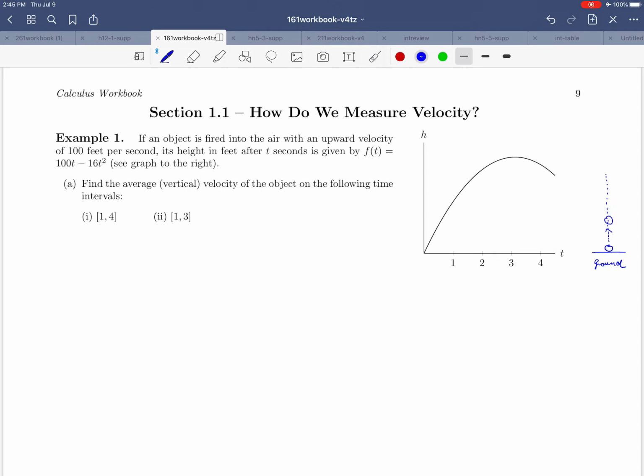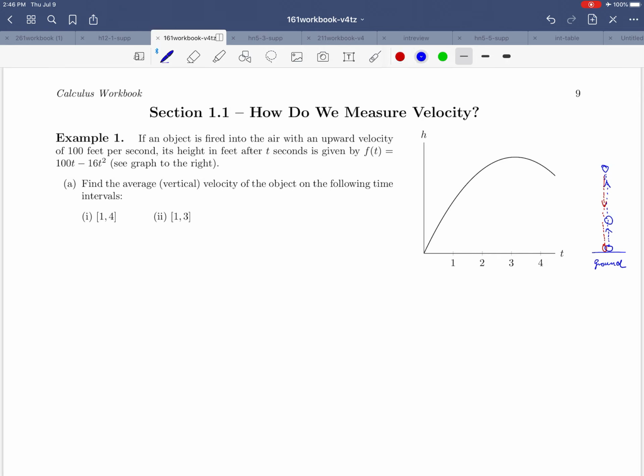At some point, it's going to hit the highest point it's going to reach, and then it's going to come back down. So actually, I'm going to change colors. So then it's going straight back down until it hits the ground again. So it's just going up and coming back down.